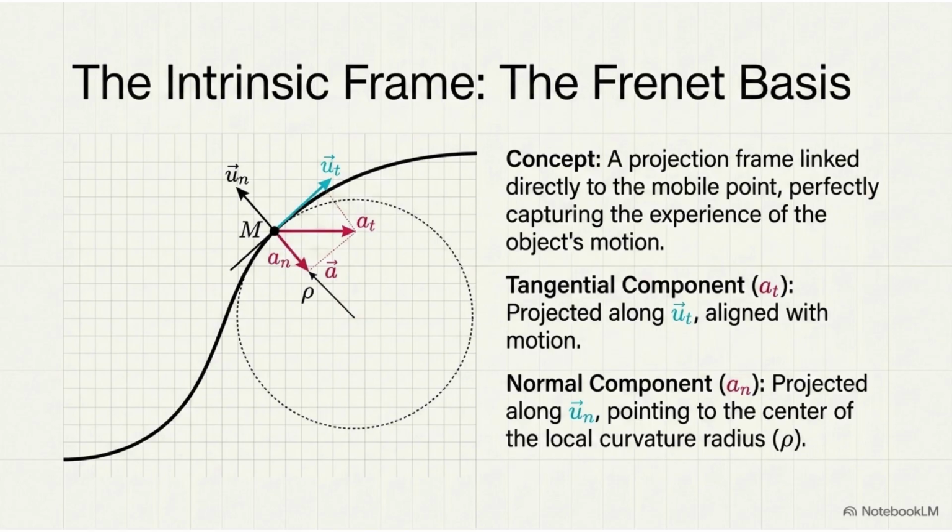The first unit vector is the tangential vector. It is always aligned with the direction of motion. The tangential component of acceleration acts along this direction and changes the speed of the particle. The second unit vector is the normal vector. It points toward the center of curvature of the trajectory. The normal component of acceleration changes only the direction of motion, without affecting the speed. This moving reference frame provides a much more intuitive description of curved motion than the fixed Cartesian system.